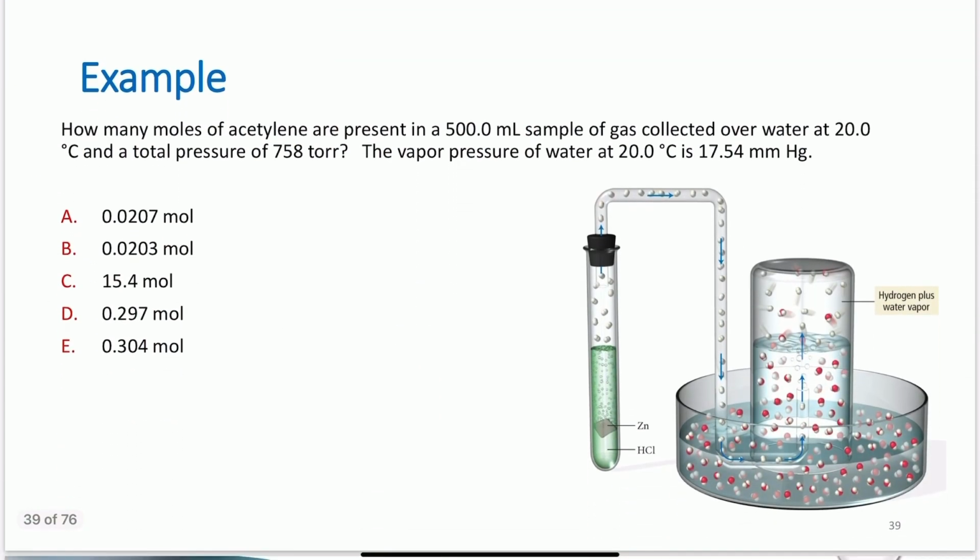And the last example in this section: how many moles of acetylene are present in a 500 mL sample of gas collected over water at 20 degrees C with a total pressure of 758 torr? The vapor pressure of water at 20 degrees C is 17.54 millimeters of mercury. So I'm trying to find moles of acetylene.